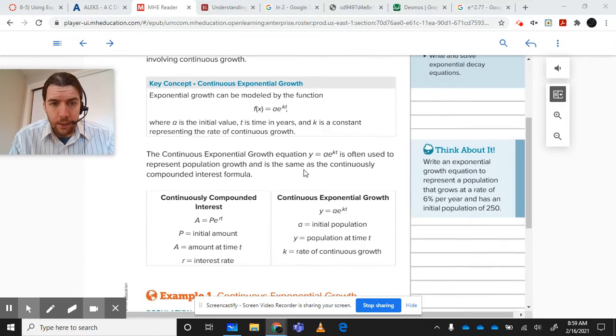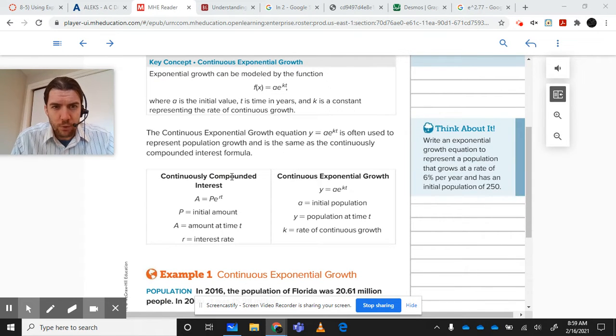Regardless, those two equations look very similar. So the continuously compounded interest versus the continuous exponential growth. In both cases, there is some initial amount, like P in our continuous compounded interest formula and A in our continuous exponential growth formula. There's some amount that you get at time t. Here, there's some amount that you get at time t. We have an interest rate, and we have the rate of continuous growth. So they're basically the same thing. We're just not talking about specifically interest here. We're talking about any continuous exponential growth that we want to talk about.